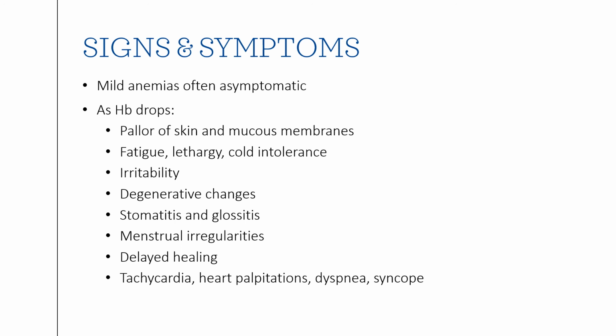and delayed healing, which completely makes sense going back to your patho 122. Remember, anytime we need healing, we need oxygen and nutrients to the area, because when something is damaged, we need regeneration of new cells and new tissues. And that only can occur when we have oxygen, nutrients, and things like protein in the area. So if there is not enough oxygen in the area because you're anemic, you're going to see delay in healing on any wounds or anything like that. Tachycardia, heart palpitations, dyspnea, and syncope are mostly related again to the compensatory mechanism of SNS activation that you're starting to see in those signs and symptoms.